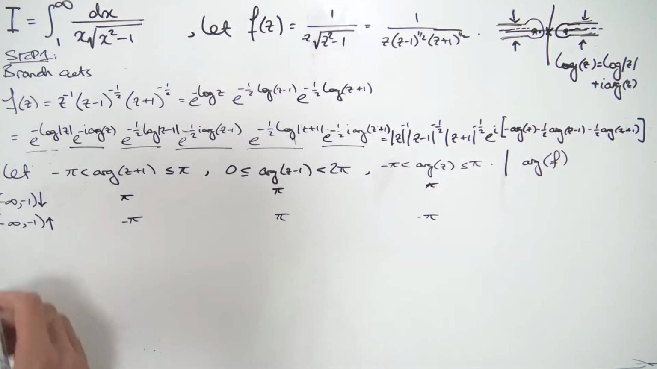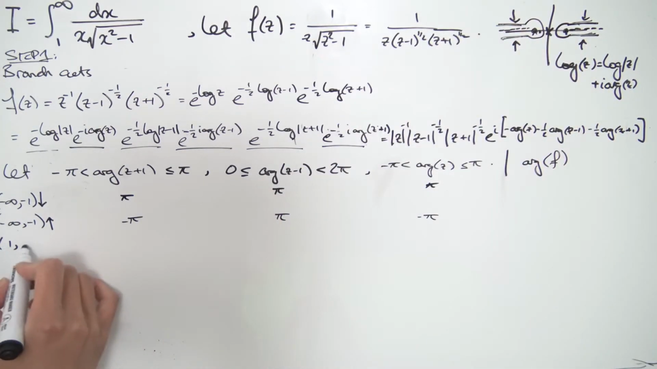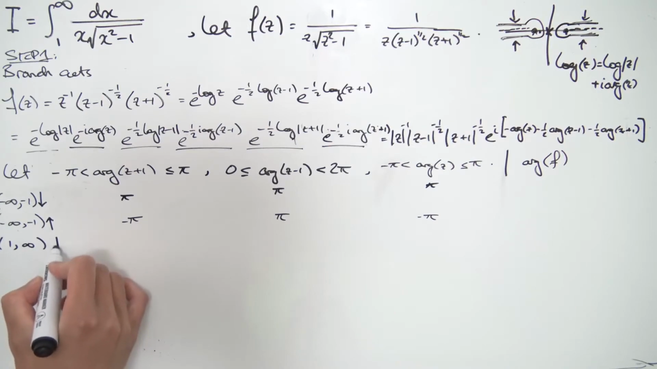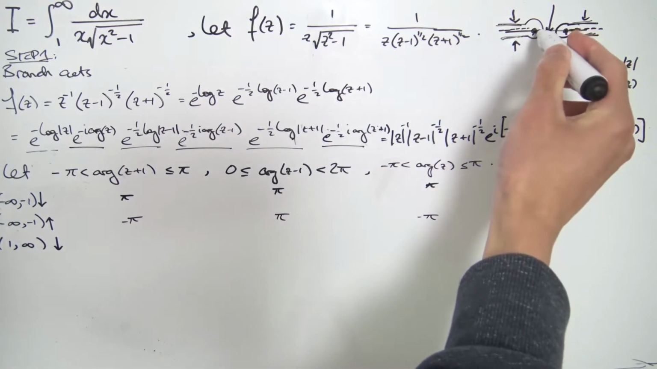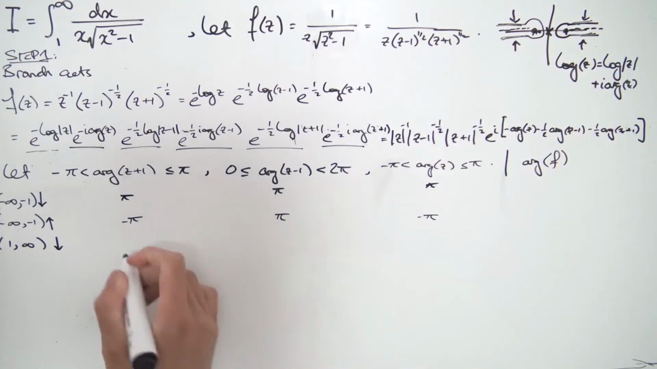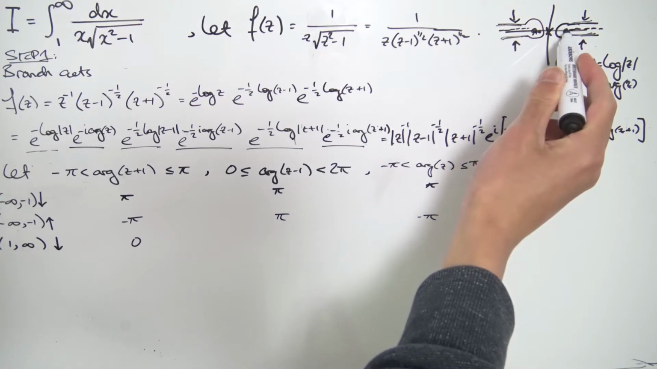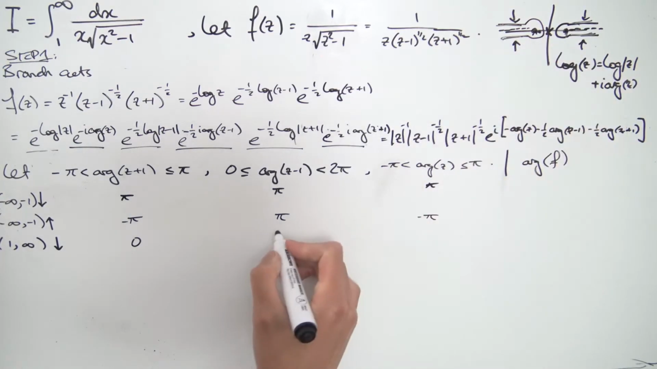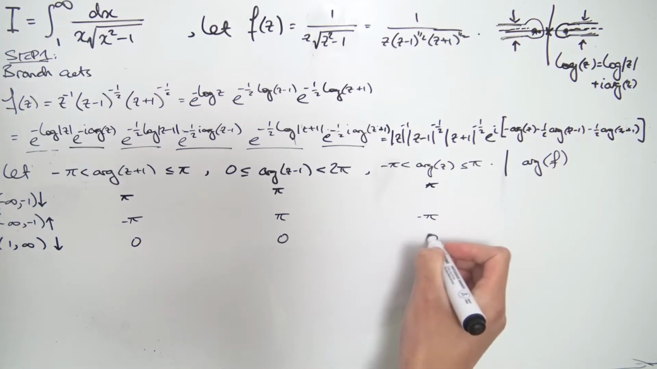Okay, so that's the left-hand branch done. Let's do the branch from 1 up to infinity, approaching from above. Arg of z plus 1, let's center ourselves over here. That's going to approach 0. If we center ourselves right over here, that's going to approach 0 if we approach from above. And arg of z just approaches 0.